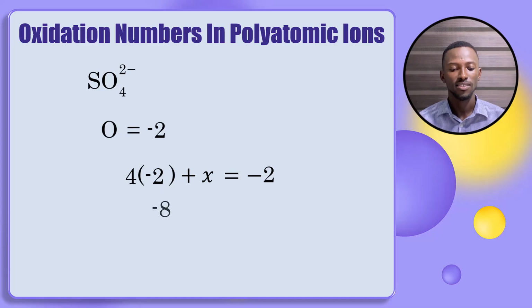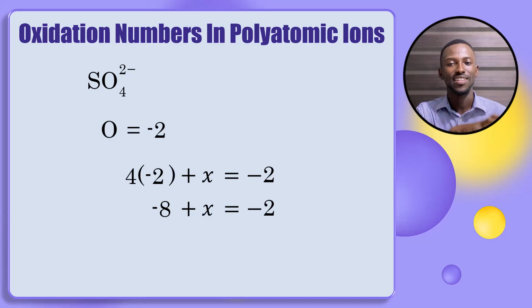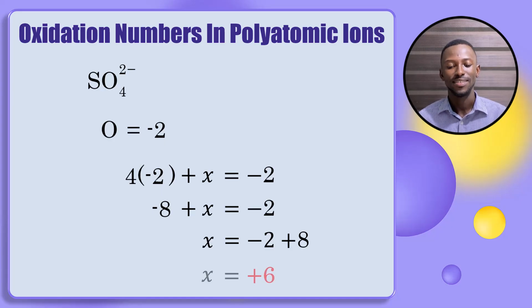Now 4 times -2 gives us -8 plus X equal -2. Did you catch that? Yes. So X will now be equal to, we'll move the -8 to the other side of the equal to sign to give us X equal -2 plus 8. That means X is plus 6. So you see, that means the oxidation state of sulfur in this particular polyatomic ion is plus 6.